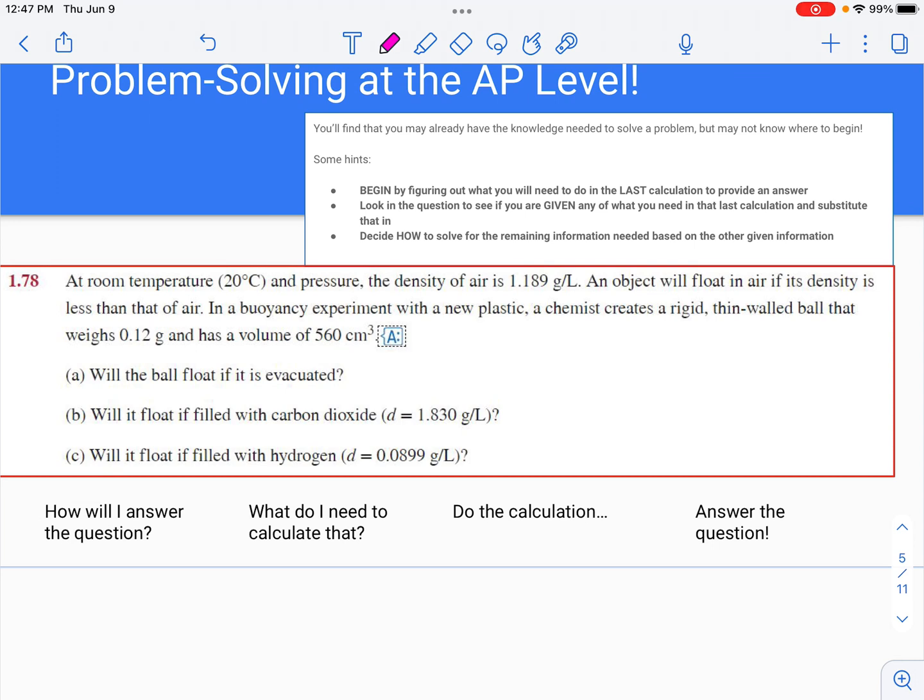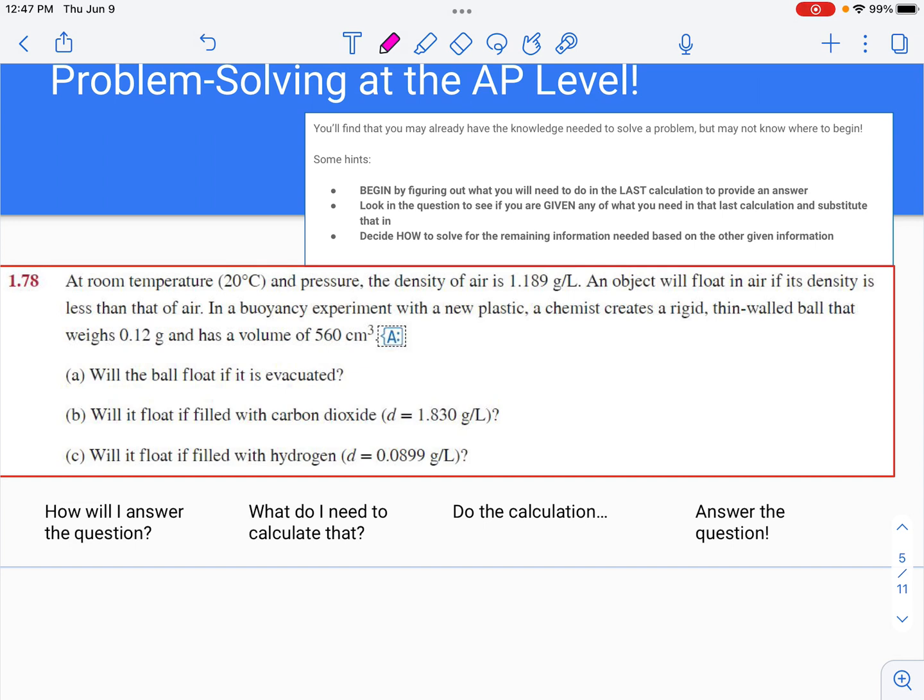So in this example, which is from your textbook, we are talking about the density of air being 1.189 grams per liter, and it tells you that an object will float in air if its density is less than air. Of course, that means it would sink if its density is more than air.